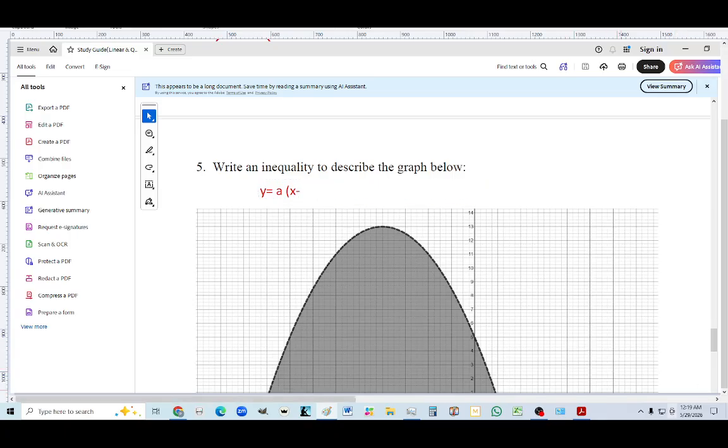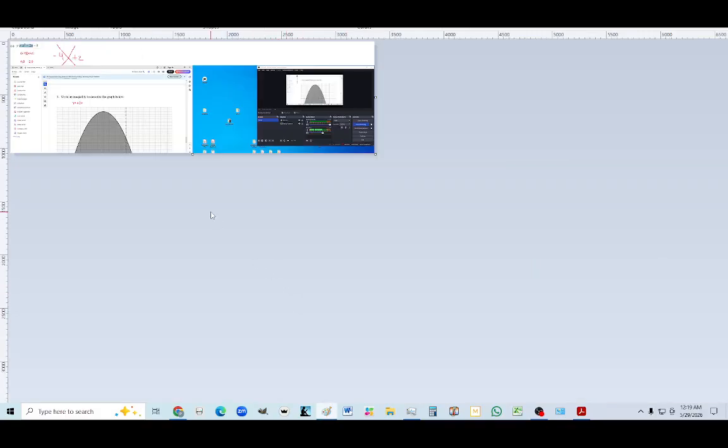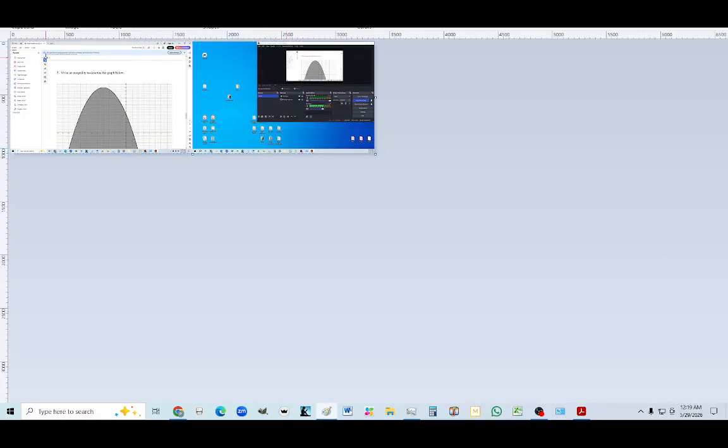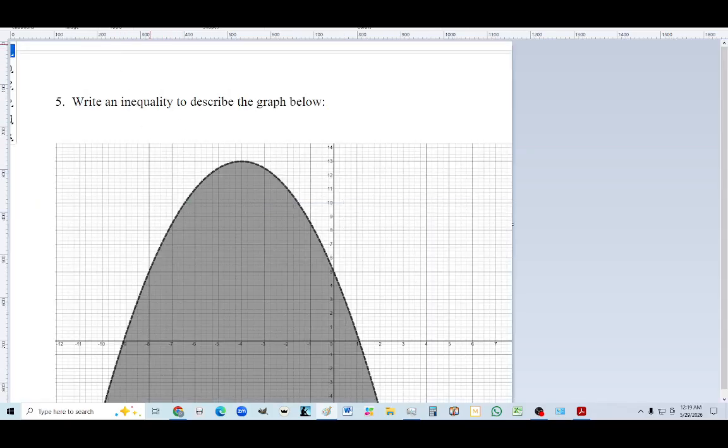Let's see if I can do it. Did I copy enough? No, I didn't copy enough. There we go. Let's try it again. I think I got enough information that time. We can see the axis of symmetry is right here. And we can see it goes through -4. We can also see it's at 13. So the vertex is -4, 13.